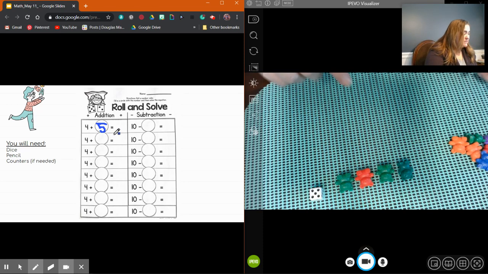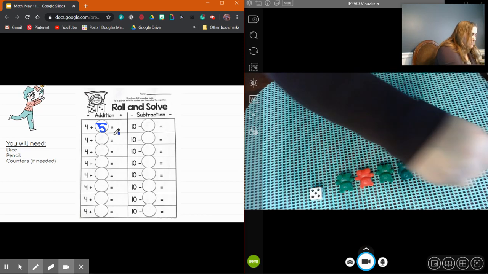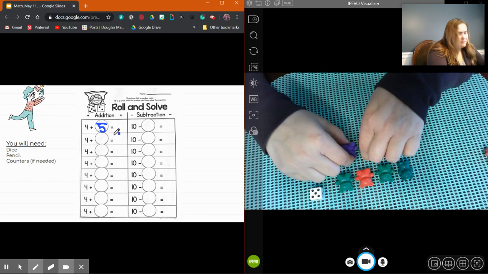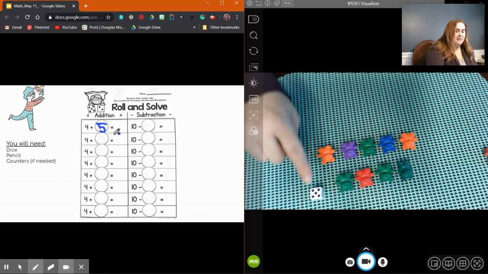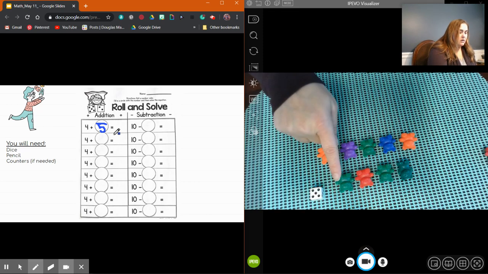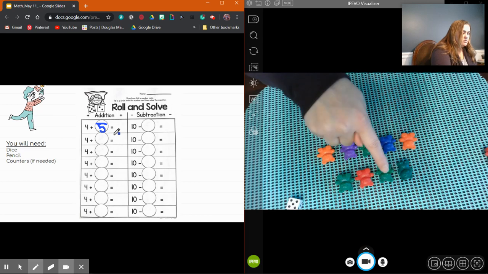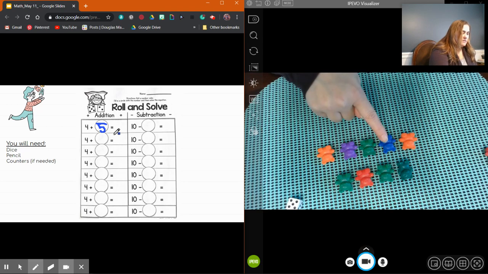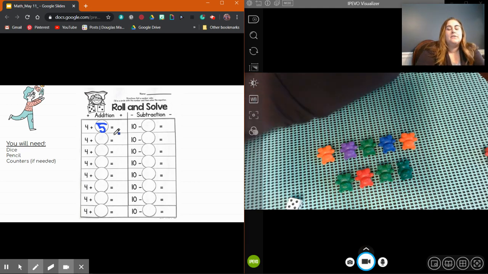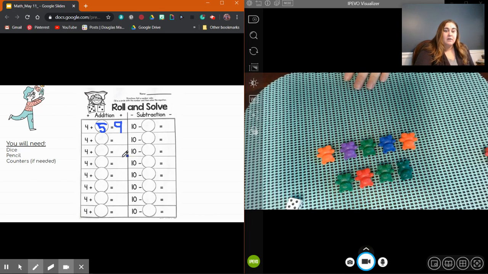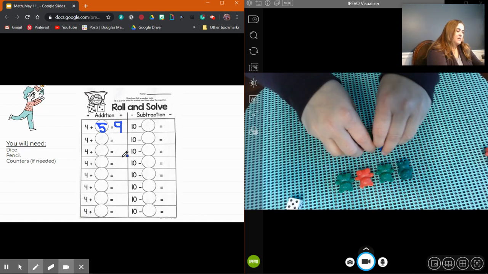If I'm using my bears, then I need to count out 5 bears. 1, 2, 3, 4, 5. So why did I put 5 more bears out? Because that's the number I rolled on my dice. So I have 4 plus 5. I need to count how many I have all together. 1, 2, 3, 4, 5, 6, 7, 8, 9. All right, so 4 plus 5 equals 9.